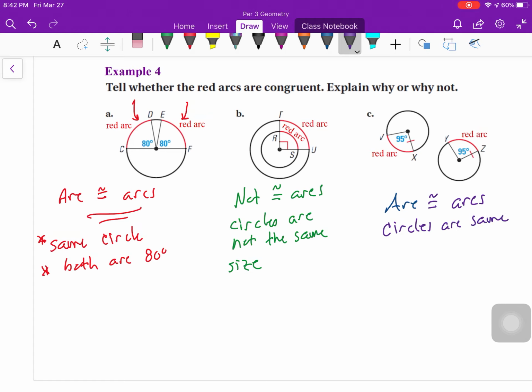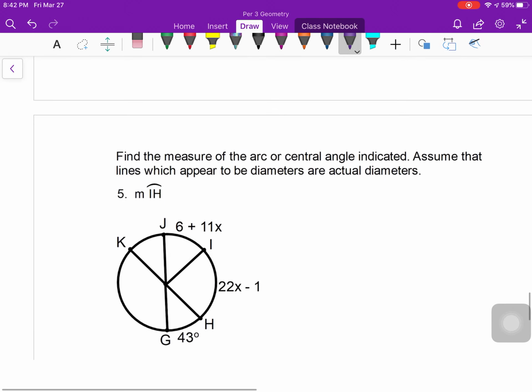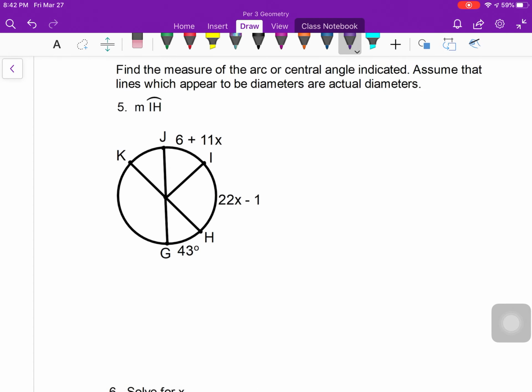And the reason is the circles are the same size. They have congruent radii, and the arcs have the same number of degrees. Because they have the same central angles. So congruent arcs must be in circles that are the same size, and they must have the same number of degrees.